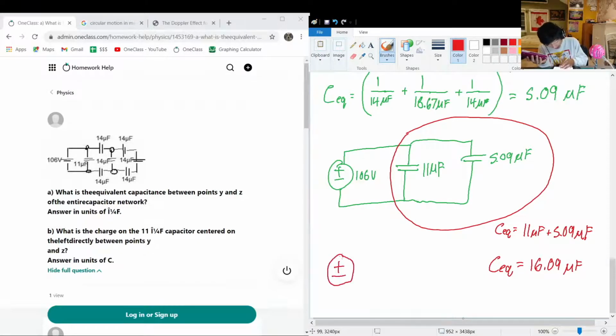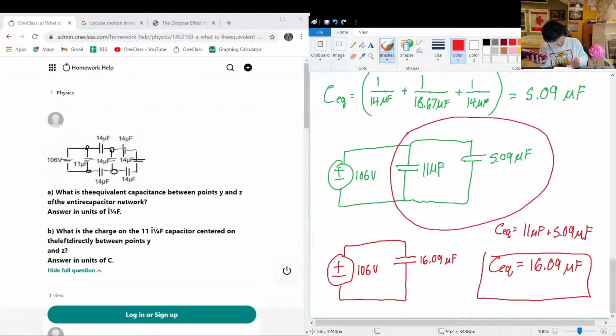Okay, so I lied when I said this will be the final redraw, but this is the actual final redraw. So 106 volts and 16.09 microfarads. Okay, so this is the final equivalent capacitance.